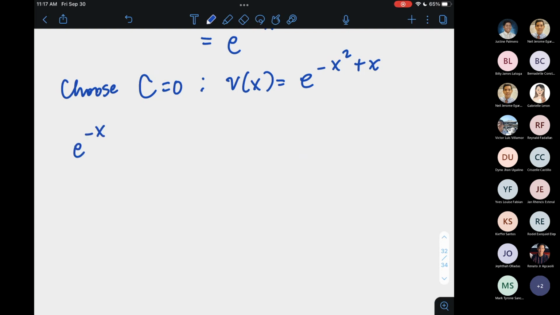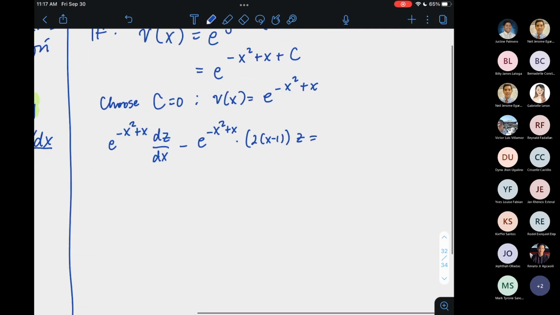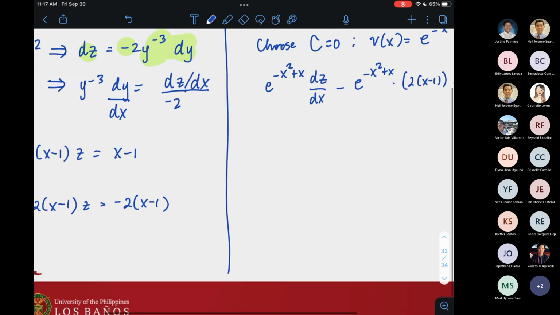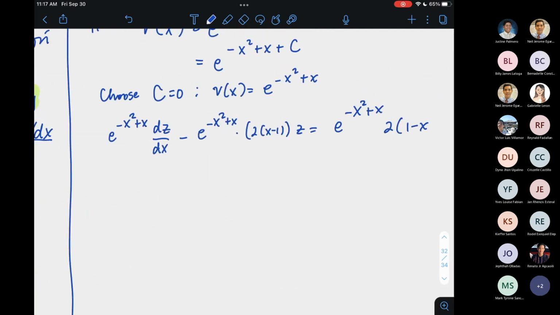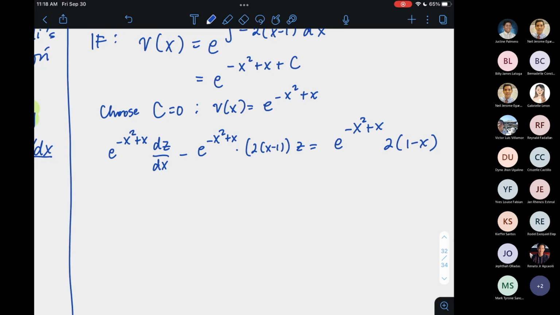So I'll have e to the minus x squared plus x times dz over dx minus e to the minus x squared plus x times 2 times x minus 1 z equals, yung right-hand side ay e to the minus x squared plus x times 2 times, may negative pala doon. So 1 minus x na lang. Hindi ba negative x? Negative x saan?